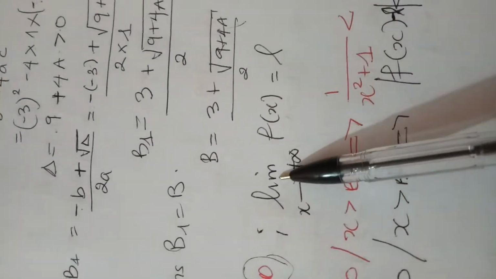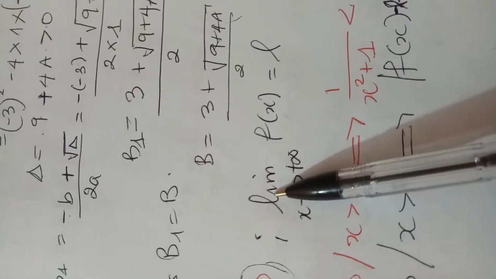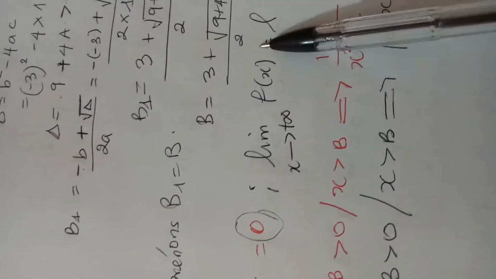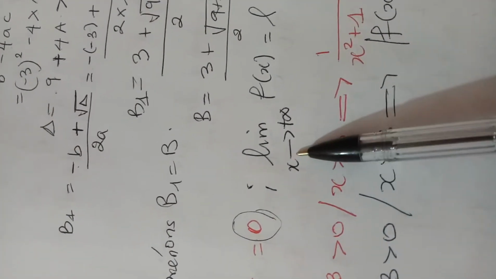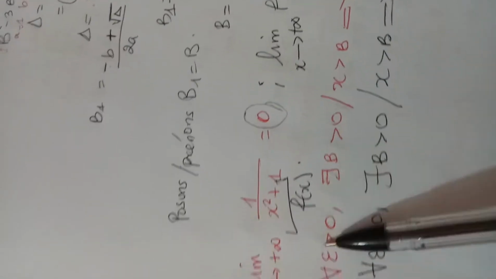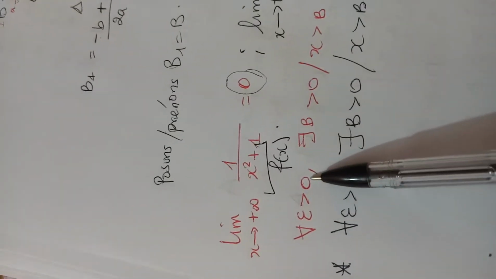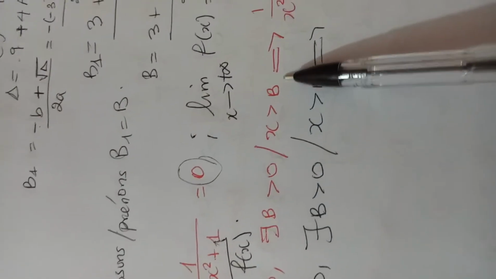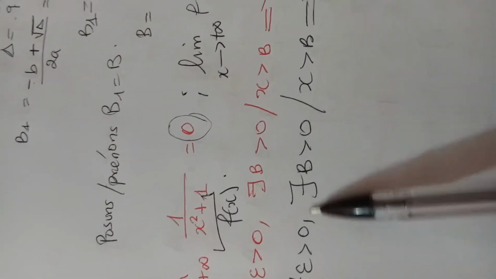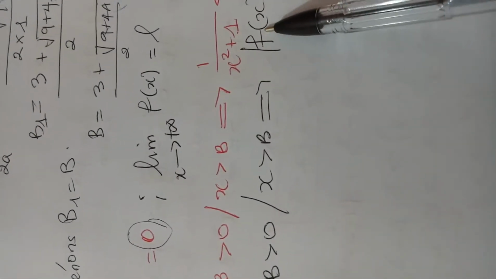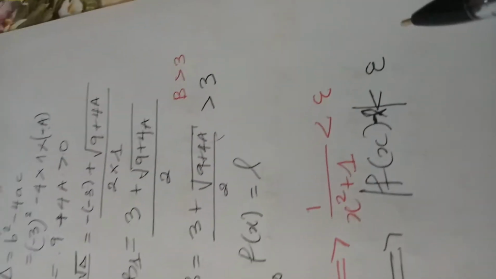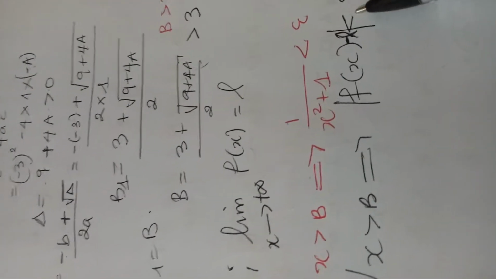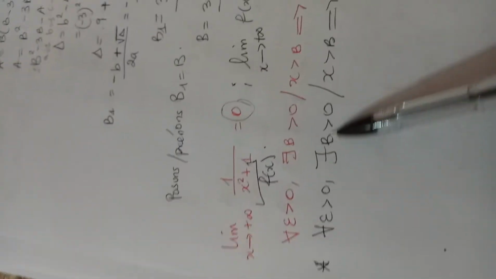So if you have something in this form, limit of f of x equal to a certain limit L, you see we have 0 when x tends to plus infinity. This is the formula that we apply: for every epsilon greater than 0, there exists a b greater than 0, such that x greater than b implies that the absolute value of f of x minus L will be less than epsilon. So you can put this definition down.